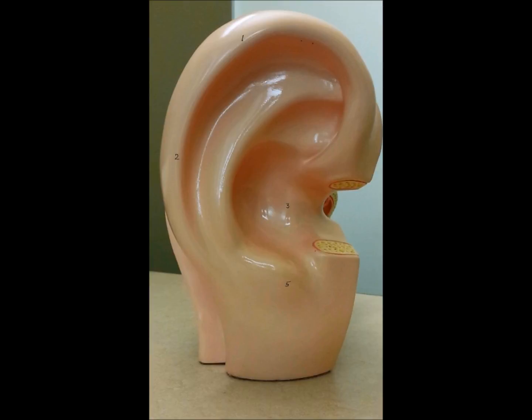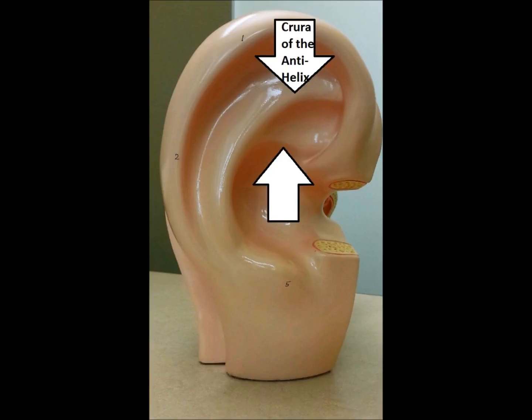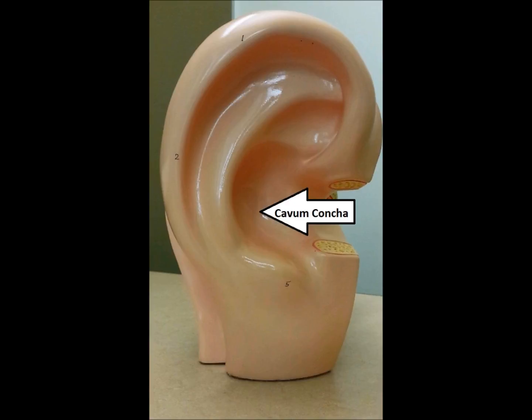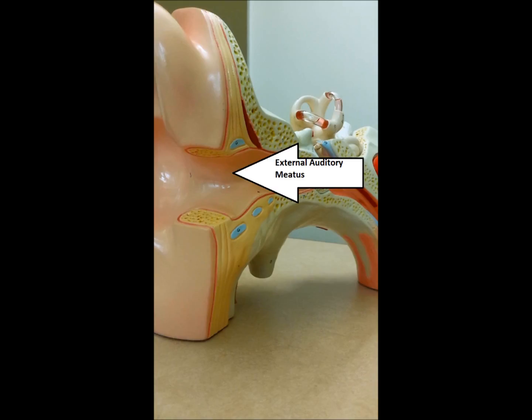The auricle, what we usually refer to as our ear, has a number of distinguishable features. The helix, the crus of the helix, the antihelix, the crura of the antihelix, the triangular fossa, the scaphoid fossa, the antitragus, the cavum concha, the lobule, and the external auditory meatus.